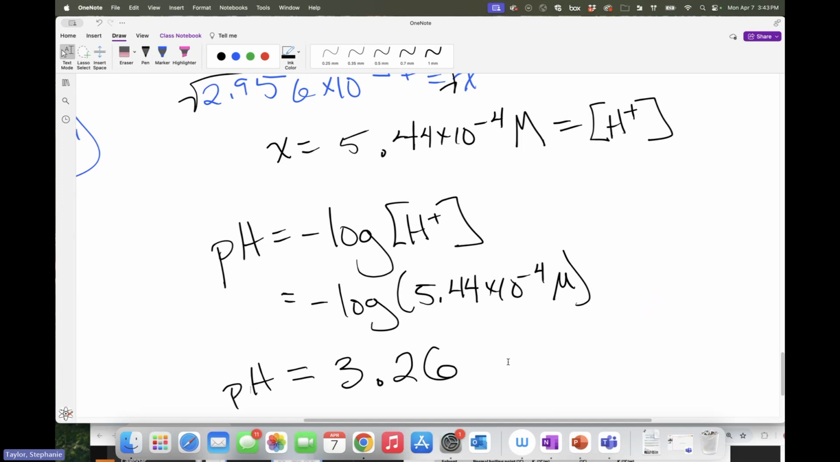So the way you know whether you need to subtract from 14 or not is by double checking. Do I have protons, H plus? Do I have hydroxide, OH minus? If I have protons and I'm solving for pH, I'm good to go. If I have hydroxide, OH minus, then I've solved for pOH and I'm not ready. That's not the same thing. So the way I know whether or not I'm subtracting from 14 is by keeping track of what chemical species I have.